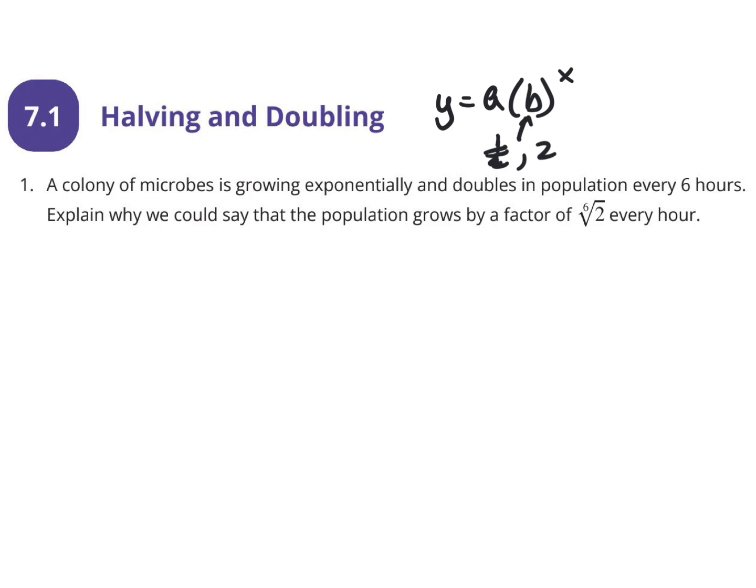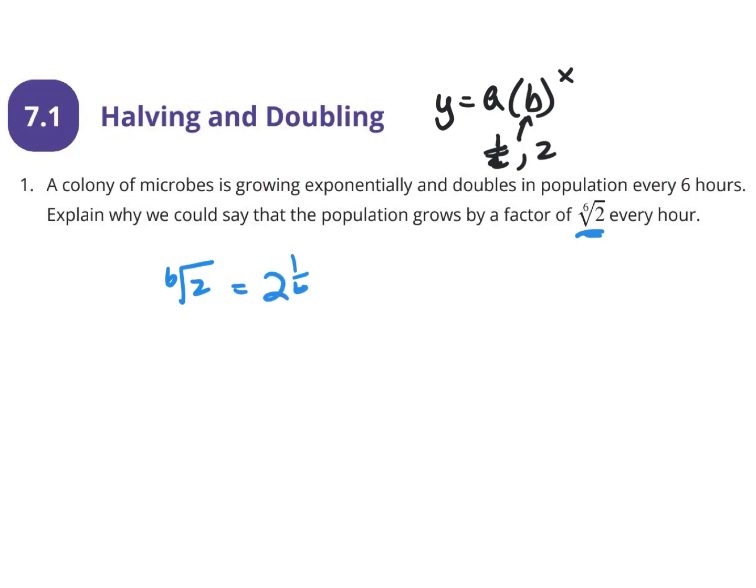Okay, a colony of microbes is growing exponentially and doubles in population every 6 hours. Explain why we could say this population grows by a factor of the sixth root of 2 every hour. Okay, so let's go back to exponential laws. The sixth root of 2 is equal to 2 to the 1/6.